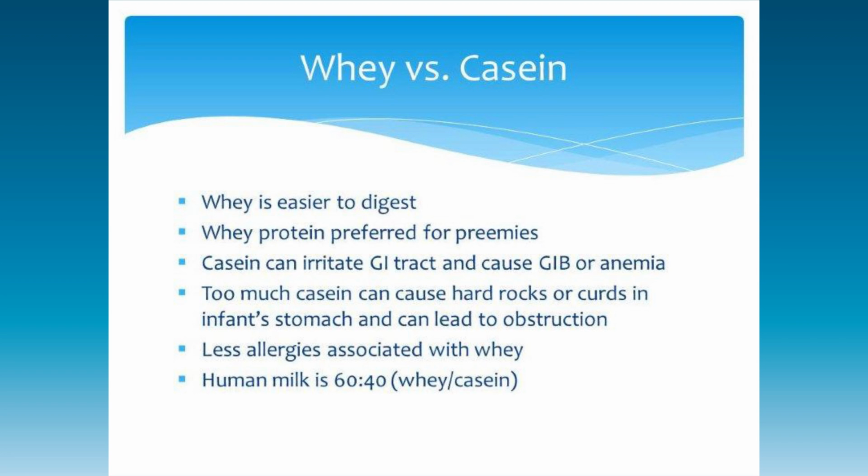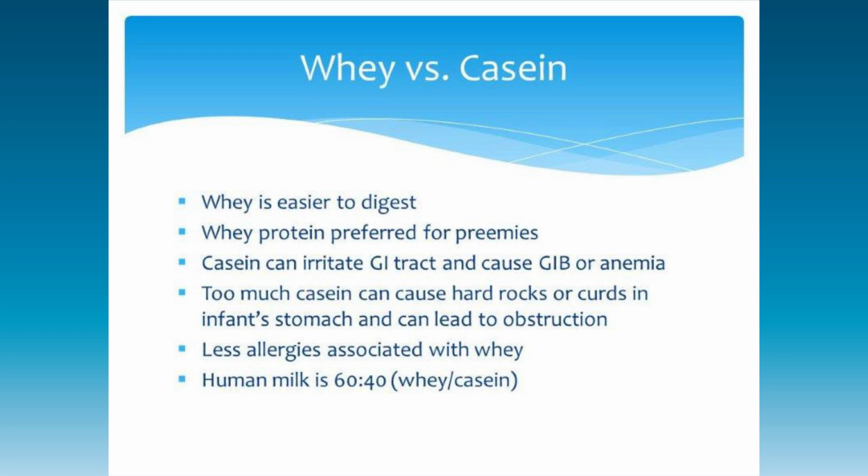Too much casein can cause these hard curds or rocks in the infant's stomach, so that can lead to the GI bleed, and it actually can cause an obstruction. There are a lot fewer allergies associated with whey protein than casein. And just to give you an example, breast milk is about 60% whey and about 40% casein.